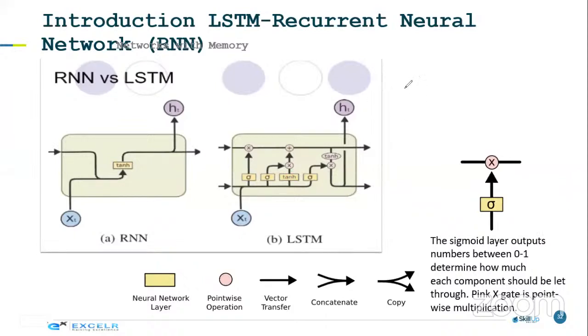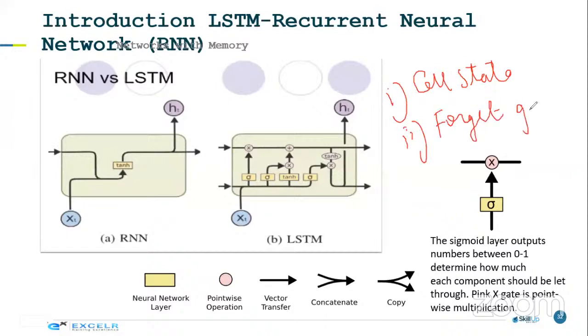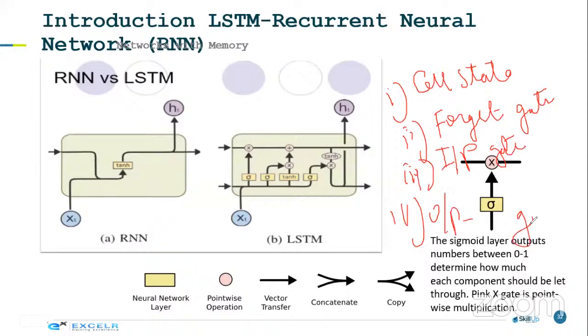All right, guys, let's deep dive. I told you there are 4 parts. I will tell you where the copy is used, don't worry. Before we jump into the LSTM, try to understand there are 4 parts to LSTM. First is the cell state, second is the forget gate, third is the input gate, and fourth is the output gate.